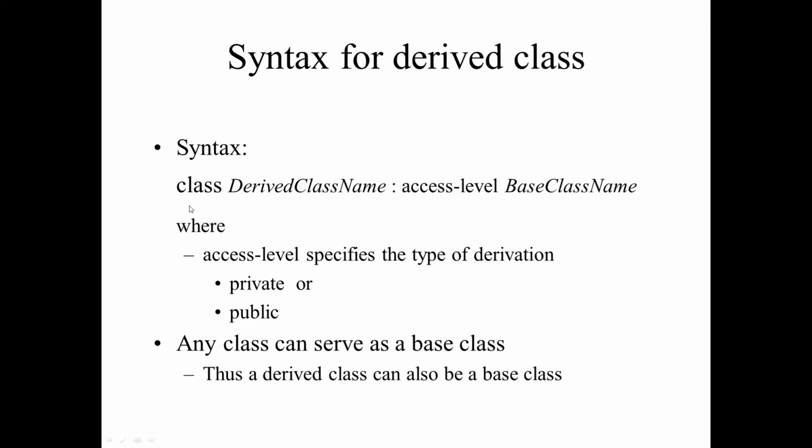So if I want to see the previous example, then your derived class is the manager class, then this colon, then either you can use here public or private, followed by the base class name, employee. So my syntax will be class manager colon public and base class name employee, where access levels we have already seen, they can be private or public. There is a difference in how to define this access level, which we will see in the next lecture. Any class can serve as a base class, even a derived class can also be a base class.